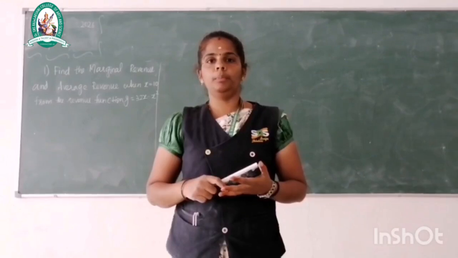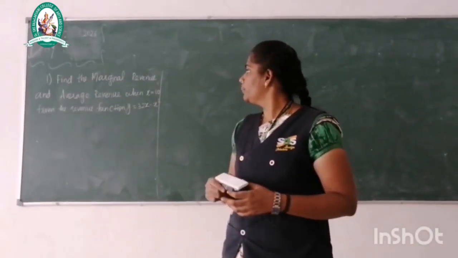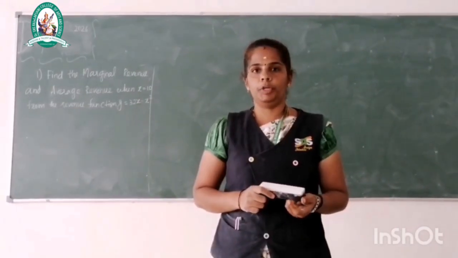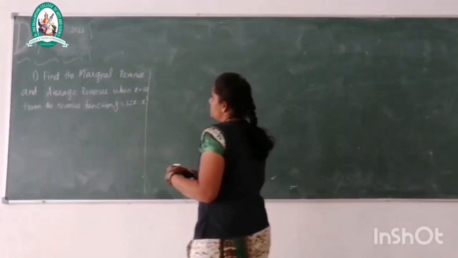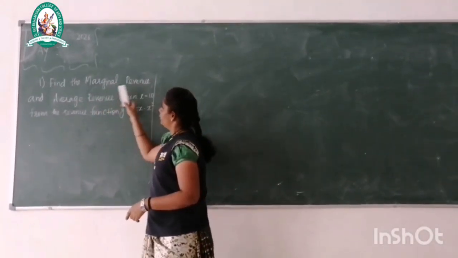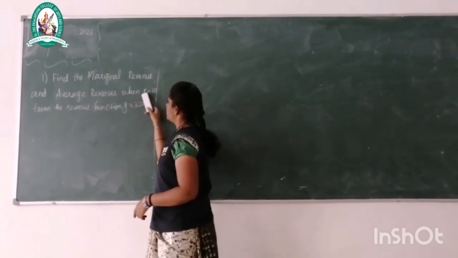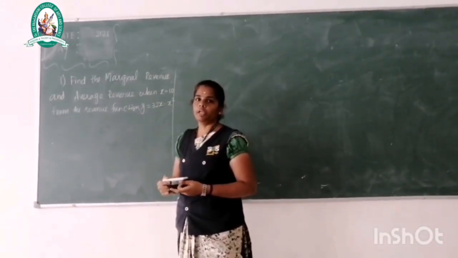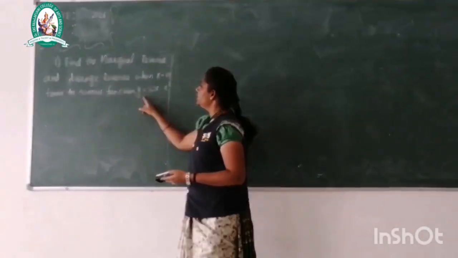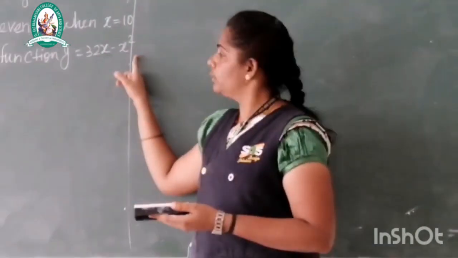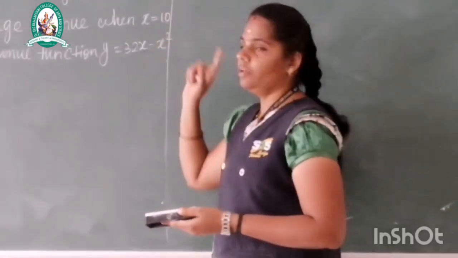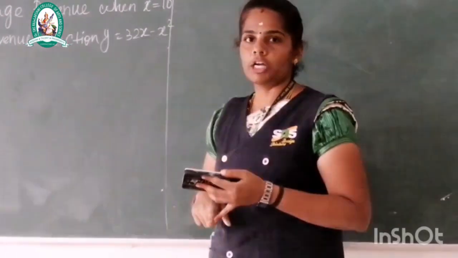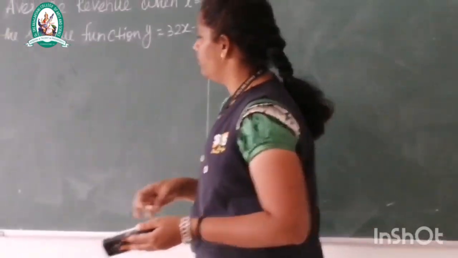Today I am going to take a problem in average revenue and marginal revenue from the subject Business Calculus and Financial Computation. Here one problem is given: find the marginal revenue and average revenue when x equal to 10 from the revenue function y is equal to 32x minus x square. They have given a revenue function in equation form and the value of x as 10. From this we are going to calculate the value of marginal revenue and also average revenue.